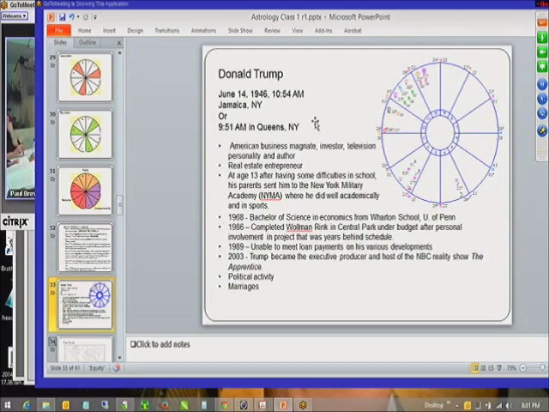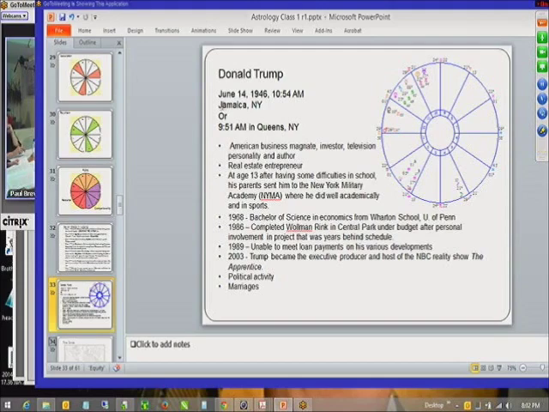And I found out that he was born on June 14th, 1946 at 10:54 a.m. in Jamaica, New York. Now, I looked at a whole bunch of sources and almost all of them said that. One said 9:51 a.m. in Queens. Okay, well I said, all right, that's good enough. I'll use the 10:54 in Jamaica, and that's probably pretty close to right. Now, if I was going on TV and I was going to talk about Donald Trump's chart, I would make darn sure I'd taken a look at his birth certificate.